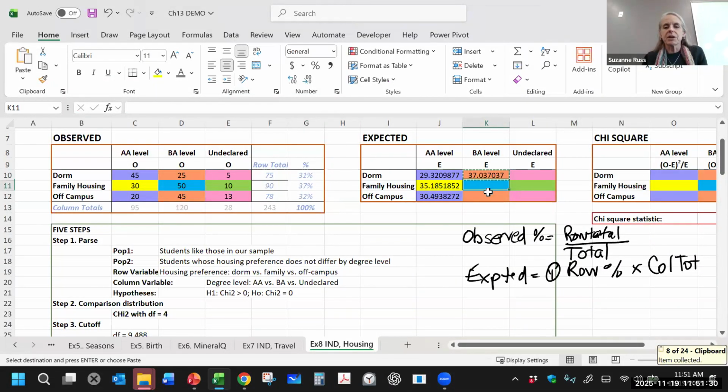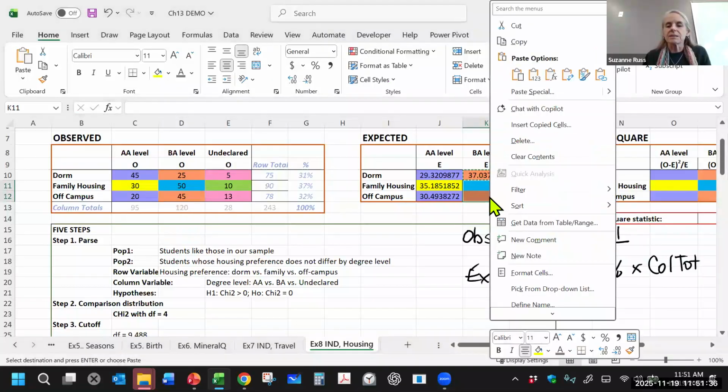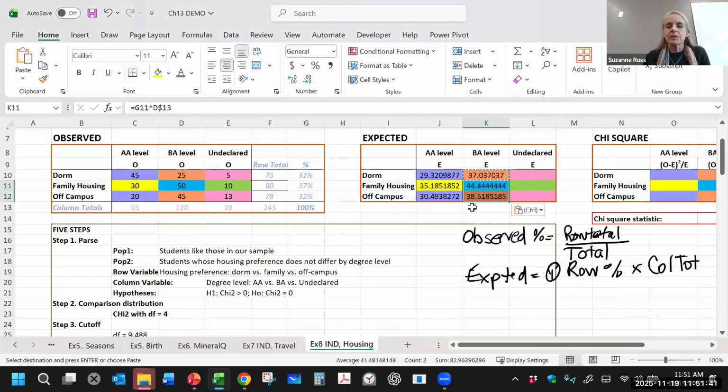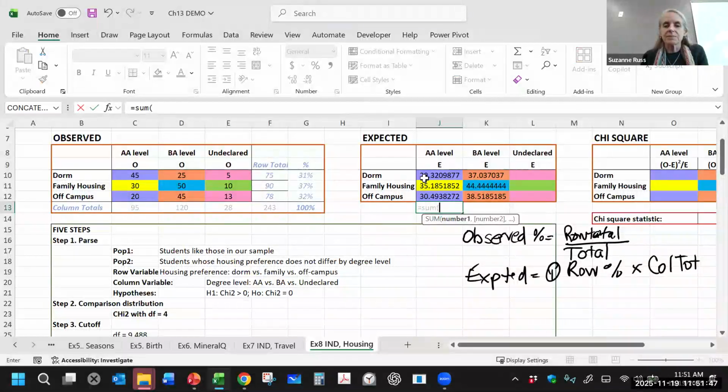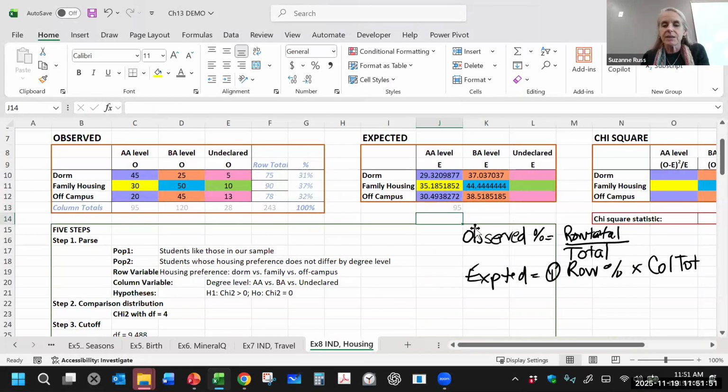If you want to preserve your coloring, which I actually recommend just for your eyeballing, you can just paste the formula in. And so these should add up to 100. We can check them in the same way. Equals the sum. Let's put a check together. These should add up to the 95 and the 120. So there's our 95. I'm going to put these sums in all the way through. Here's our 120. That's looking good.